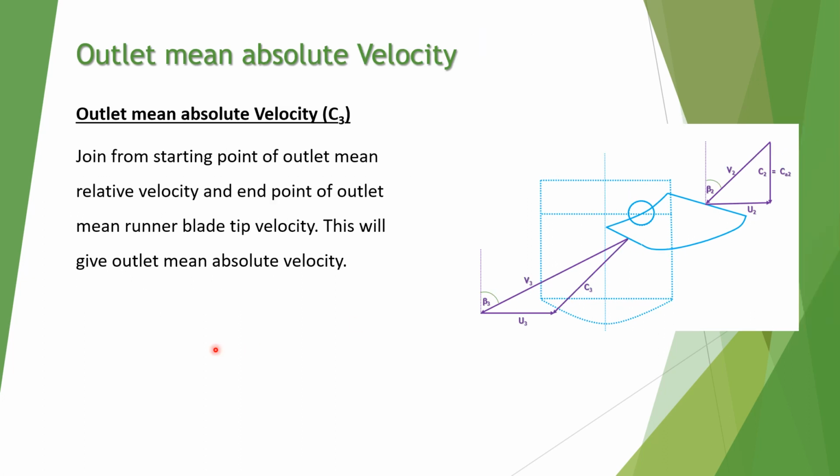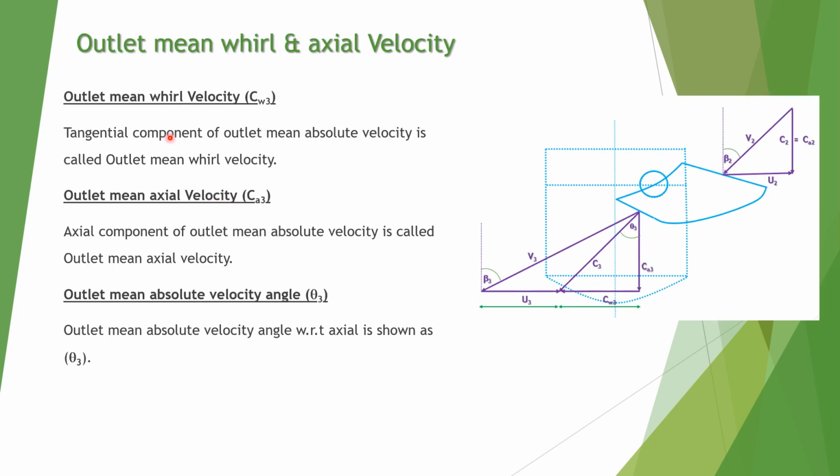Now outlet mean absolute velocity, that is c3. You have to join the starting point of v3 and the end point of u3. You will get c3, that is the outlet mean absolute velocity, and the outlet mean whirl velocity cw3. The tangential component of the outlet mean absolute velocity gives the outlet mean whirl velocity, that is cw3, and the axial component of the outlet mean absolute velocity is called the outlet mean axial velocity, that is ca3, and this theta is shown as the outlet mean absolute velocity angle.